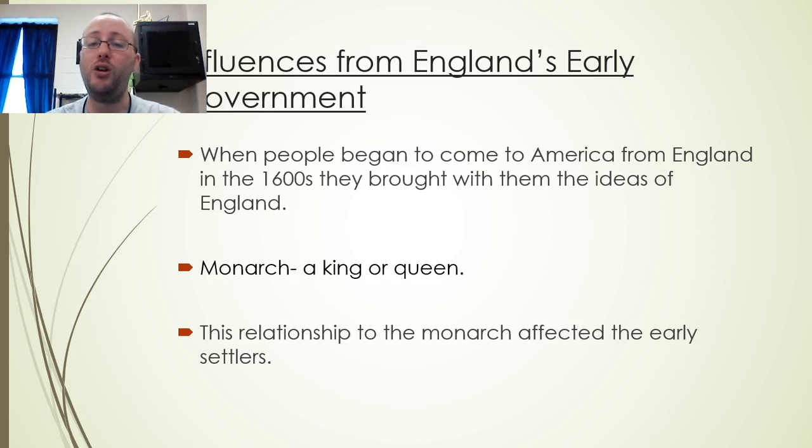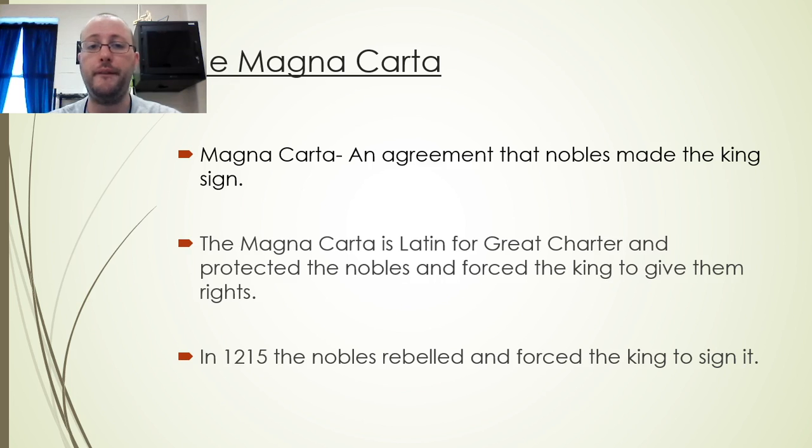Now, early on when they first get to the colony, there are a lot of people that support the king. For the most part, they consider themselves to be British subjects. But as time goes on, they start to get very frustrated with the way the king is doing things, and that's going to lead to the American Revolution.